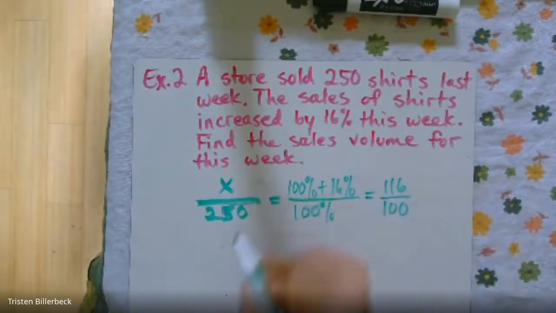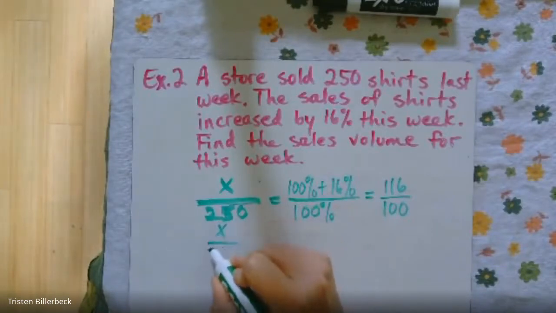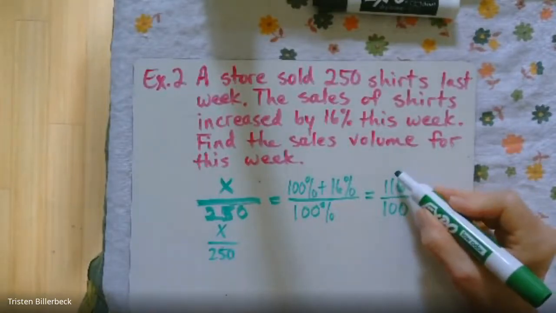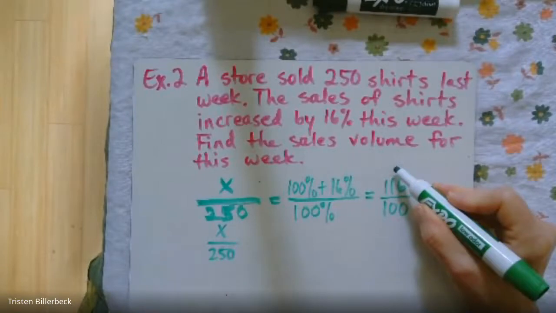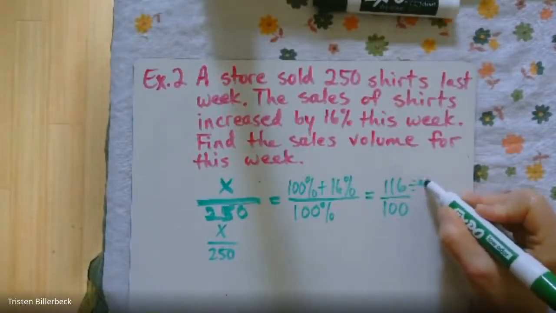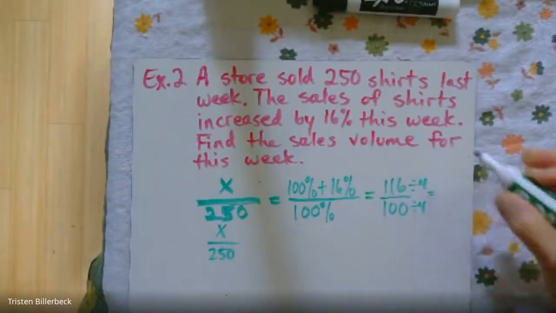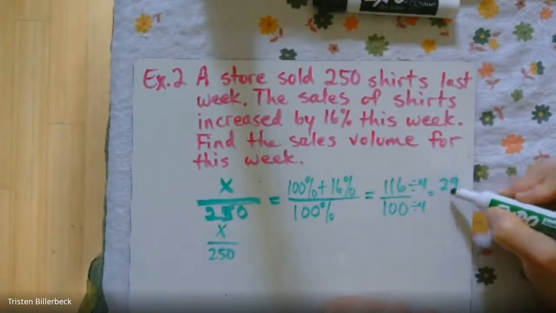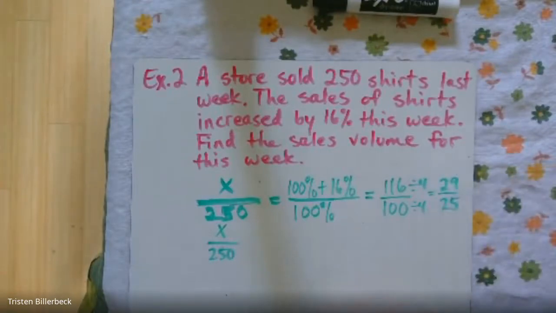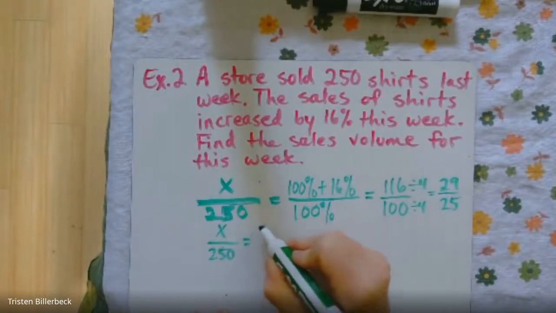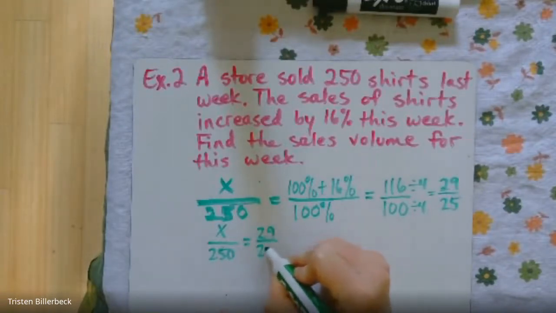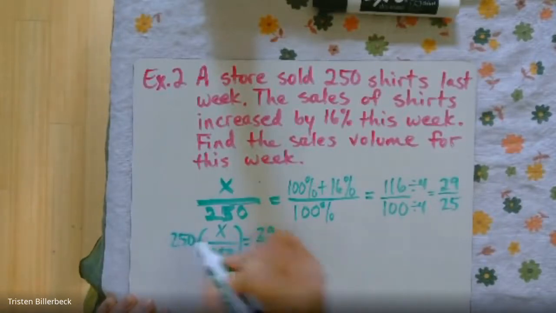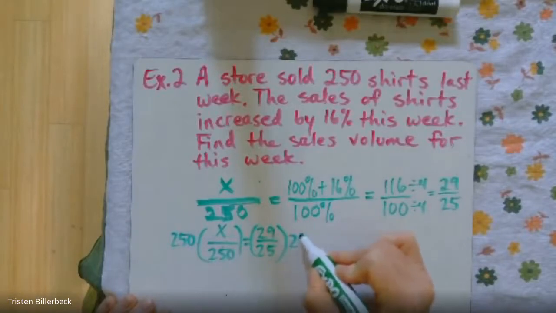Now, if we multiply, let's move this down here and let's simplify. Can we simplify? Let's see if we can take out a 4. So that gives us, yes, we can take out a 4. Okay, so that gives us 2, and then there's 36, so 29 over 25, so that makes it a little easier. So that equals 29 over 25. And then we're going to multiply both sides by 250.